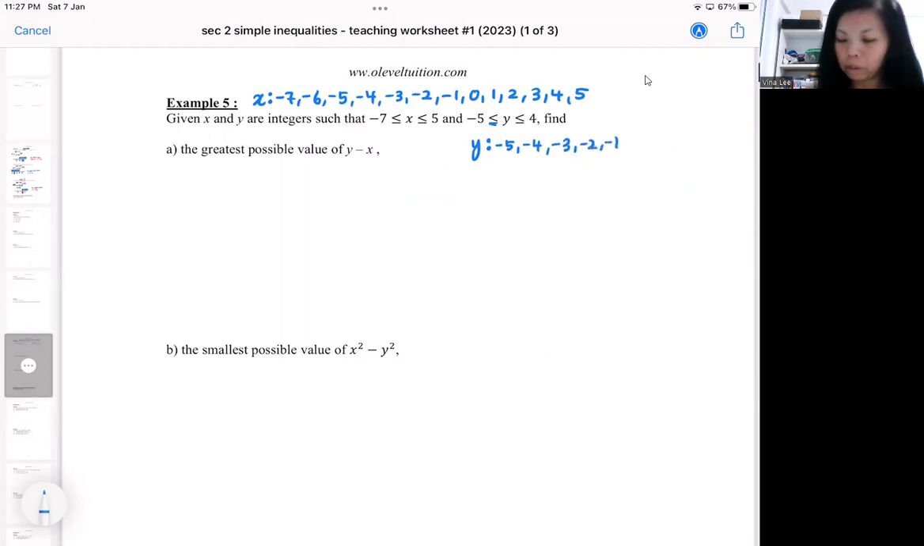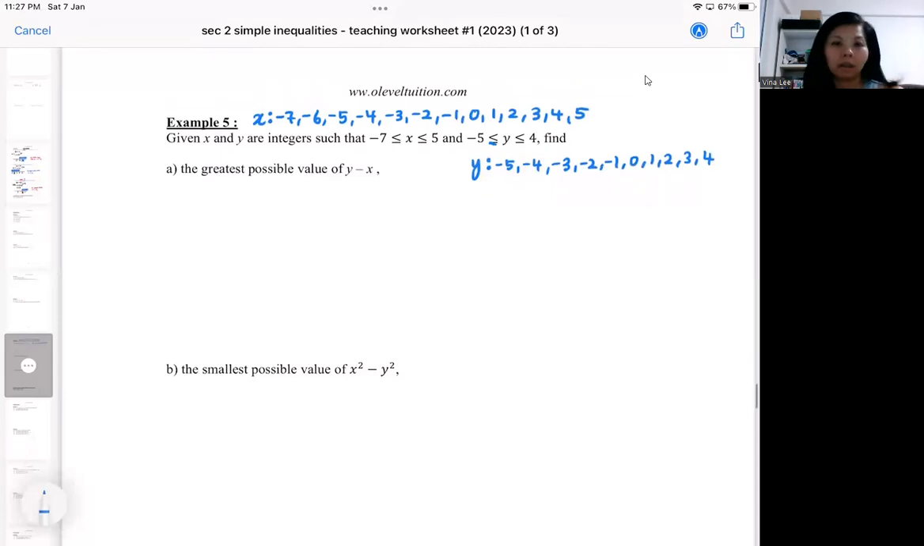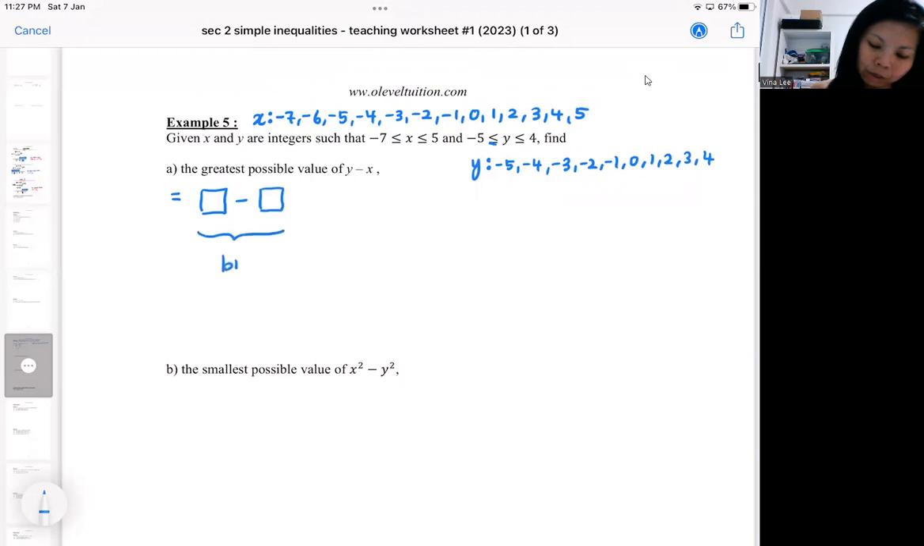So make sure you look at the numbers first. Okay, you will write out the valid numbers or else you will miss certain things. So make sure you write out the valid numbers. A lot of students don't write them out. Okay, so in this question, I would like to find the biggest y minus x. So I want this to be as big as possible.